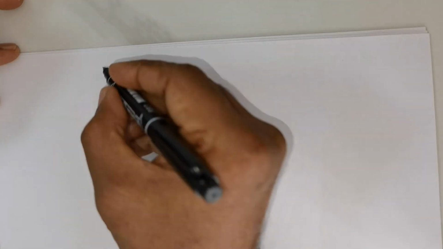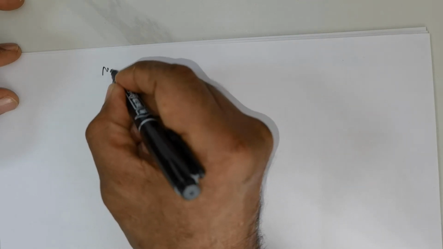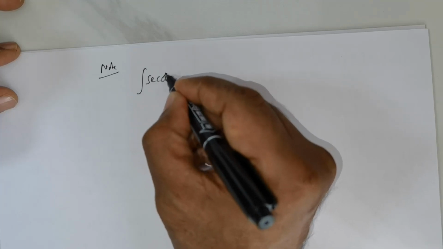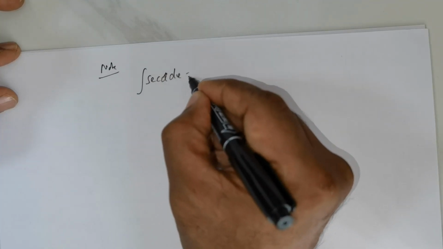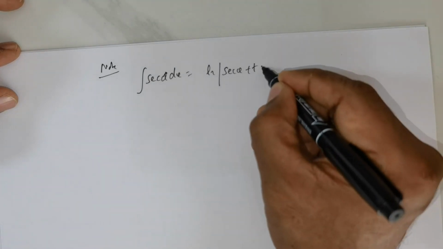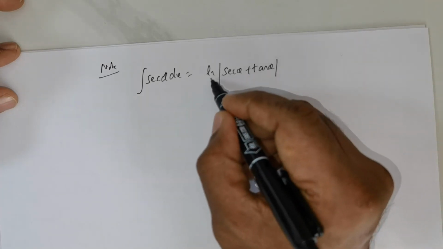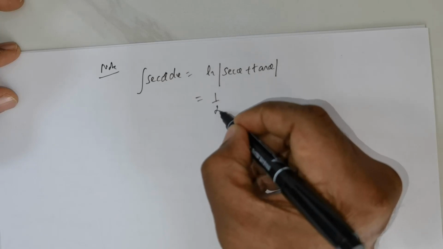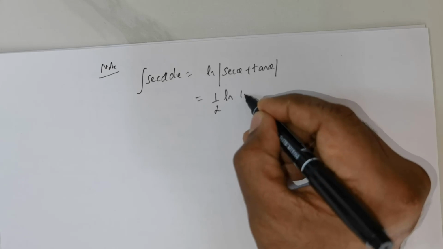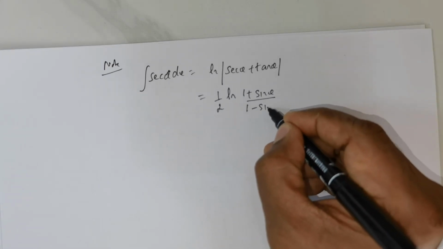Okay, now having given you this technique of substitution, I would like to have a note here. If you remember, I mentioned to you that we have already seen integral of secant theta d theta to be equal to ln modulus of secant theta plus tan theta. Now this formula can also be rewritten as 1 over 2 times ln of 1 plus sine theta divided by 1 minus sine theta.